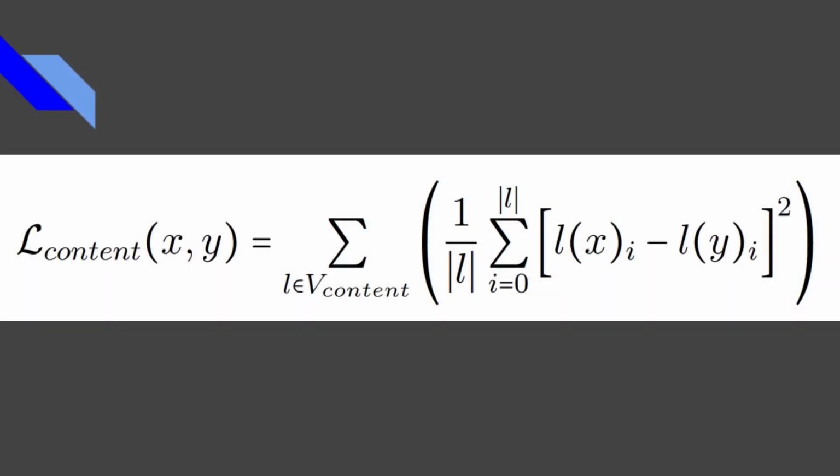Here is the equation for content loss, where L of X is the post-activation features of layer L of VGG16, in this case ReLU33, given an input X, and where magnitude L is the size of the layer, i.e. the product of its dimensions. It's simply the mean squared error between the features that VGG extracted from the input image and the features that VGG extracted from the output image.